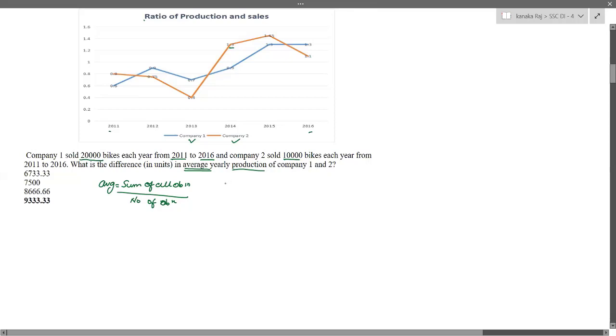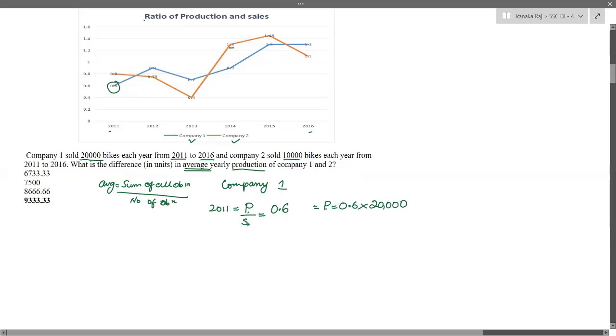So let me take an example. Let me take company 1 here, for the year 2011. What does the graph represent here? The graph represents the ratio of production to sales, that is P divided by S, where P represents production and S represents sales. For 2011, for company 1, the production to sales ratio is 0.6. Now we know that sales is 20,000 for company 1 and it did not change throughout the years. So what will be my production? Production will be 0.6 into sales, that is 20,000.